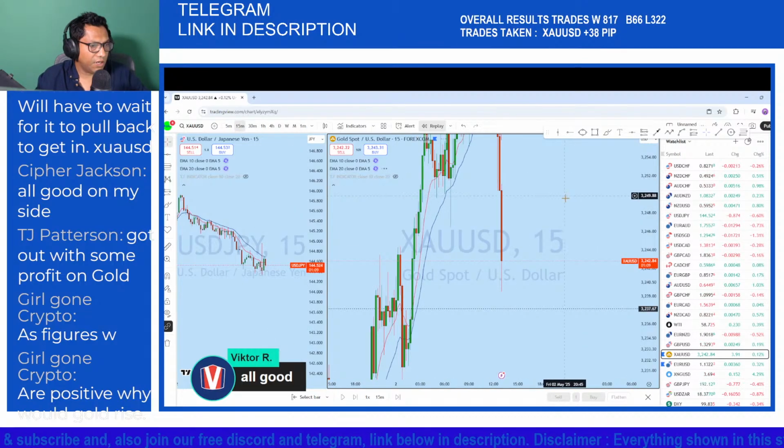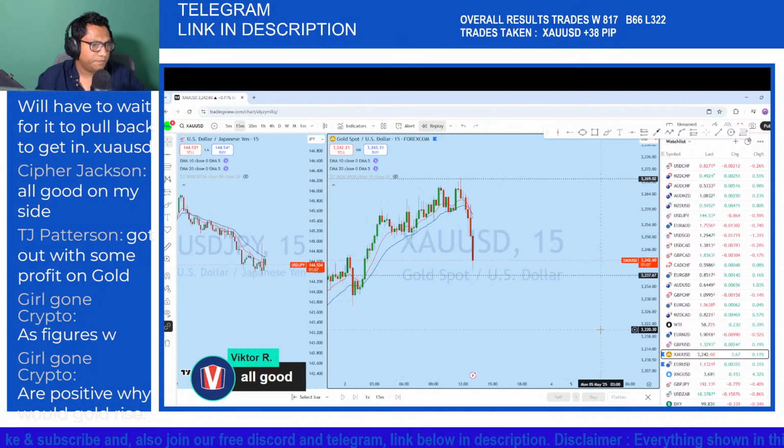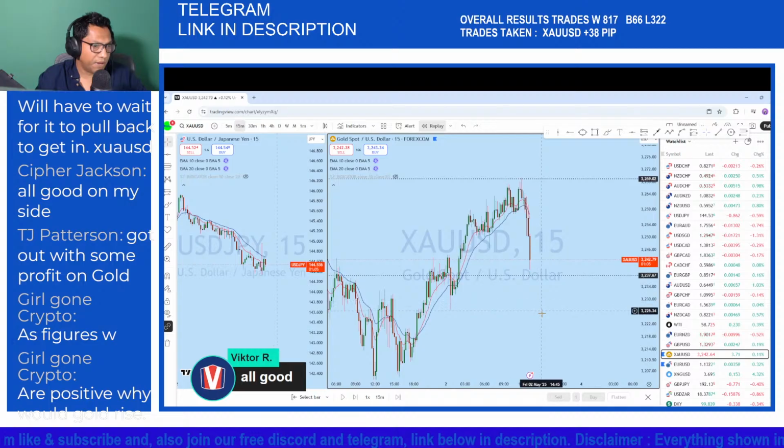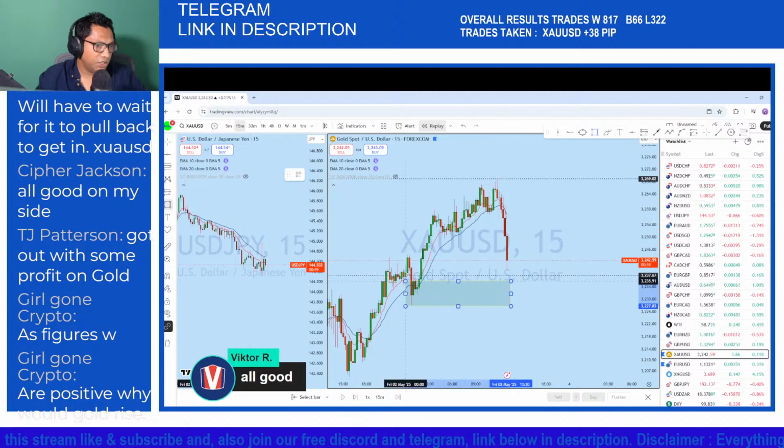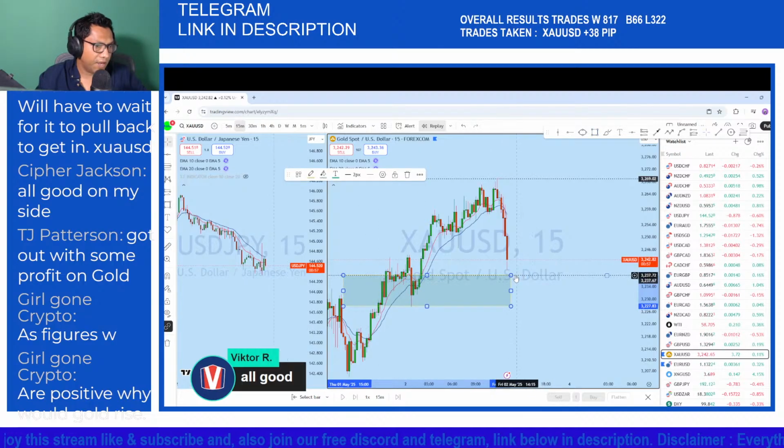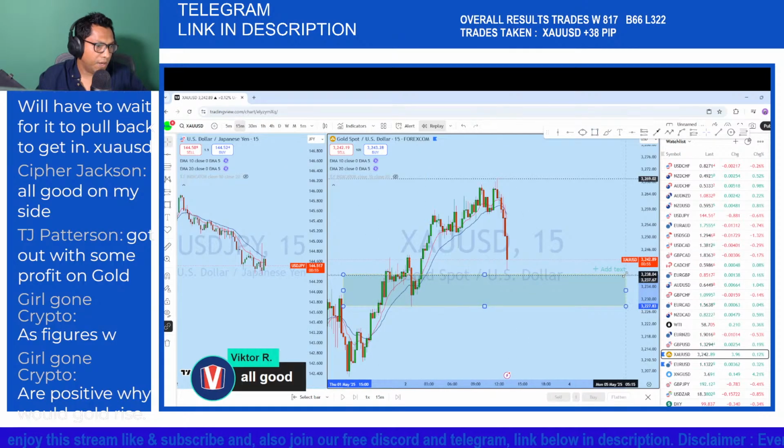From the 15 minutes we can see a big drop here, which is bearish, and for me possibly we can look for an entry if we see the price has come back well below this level here.